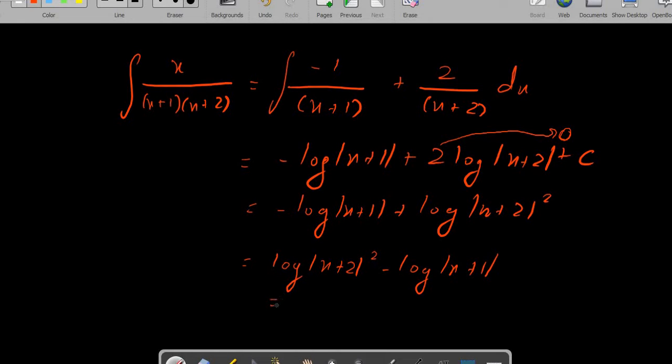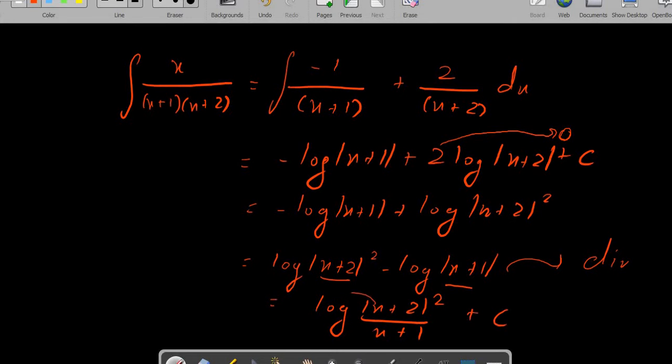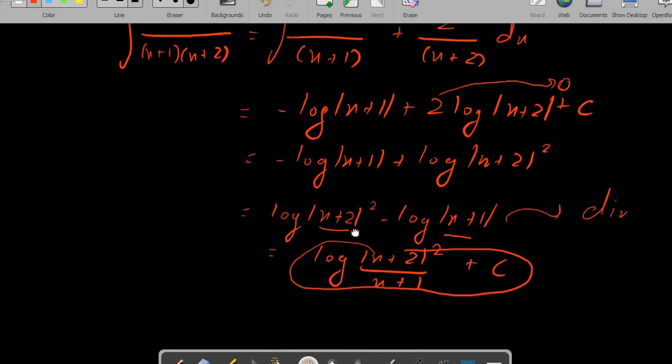Now you know the property that whenever there's subtraction, it converts into division, right? So I can write it as log of (x plus 2) whole squared upon (x plus 1). You see, this is your answer. There you go. Easy, right?